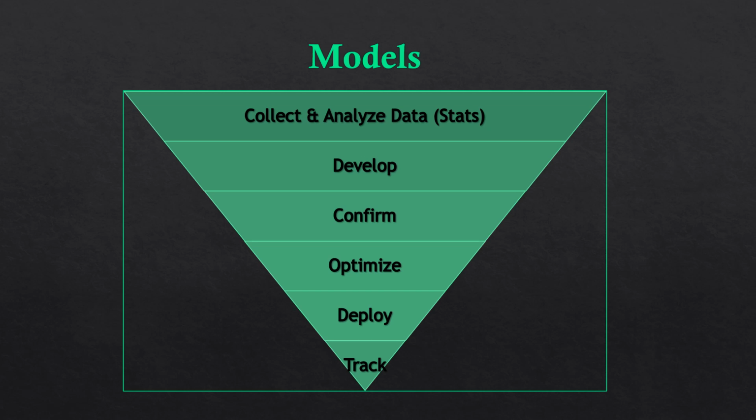Next would be number 5, and we would deploy the model. So now we put the model into practice by using it to make predictions. This is where you'll add your predicted odds so you can compare them to the odds of the market to see if you actually have a betting edge or not.